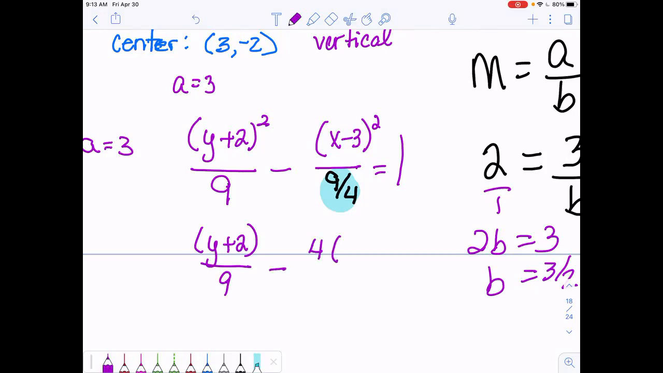So the 4 moves to the numerator, because if I'm dividing by 4, it's the same thing as multiplying by the reciprocal. So dividing by 4, multiplying by that reciprocal. So y plus 2 quantity squared over 9 minus 4 times x minus 3 quantity squared over 9 equals 1. So don't get fooled. Don't think, oh, well, A and B are the same. It isn't, because that 4 is still part of the B. We're just writing it in a simplified form.